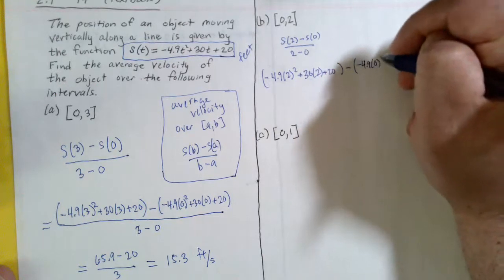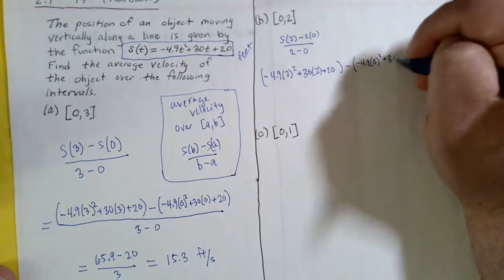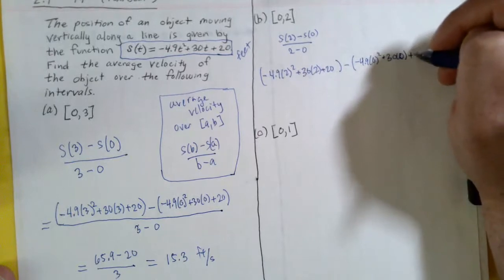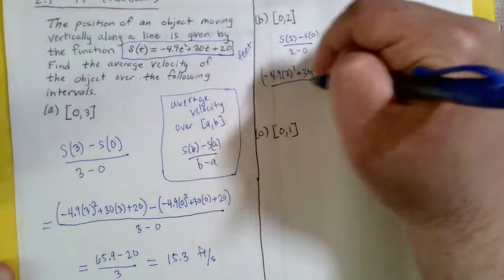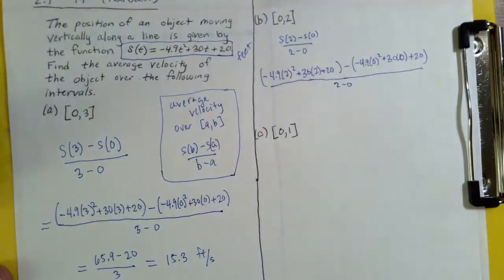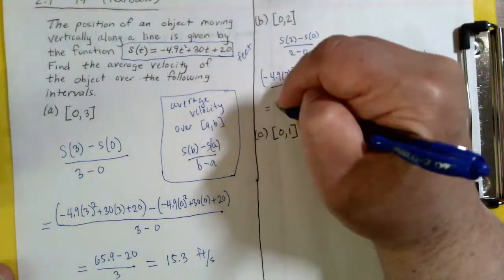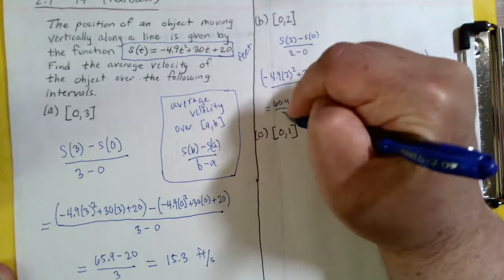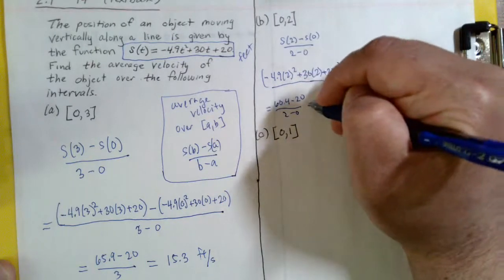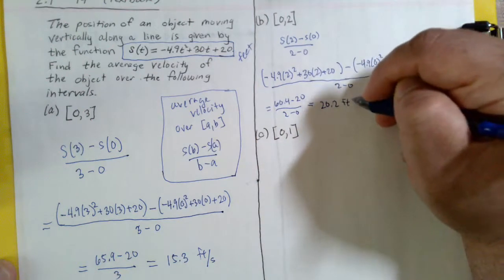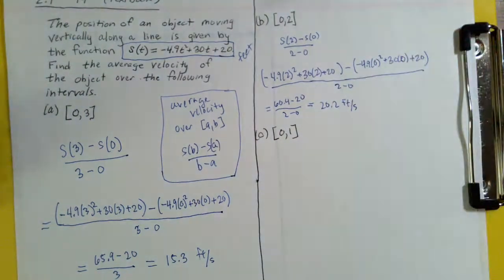Let me write out the entire thing, just so that it's clear where this is coming from. Okay. Over 2 minus 0. So this is 60.4 minus 20 over 2 minus 0. And that all simplifies to 20.2. The units would be the same as the units for the previous part.